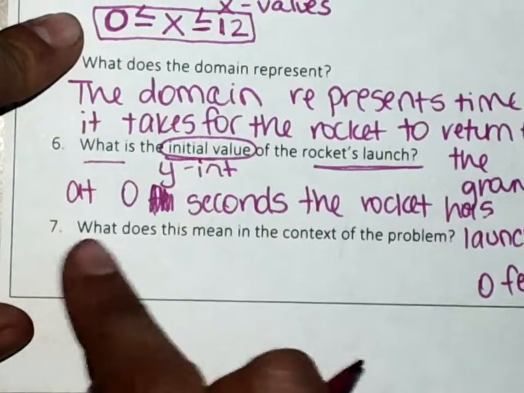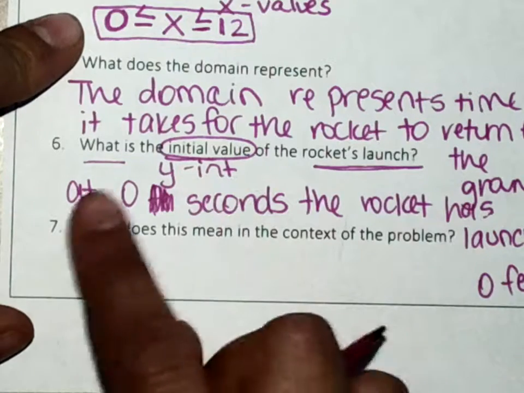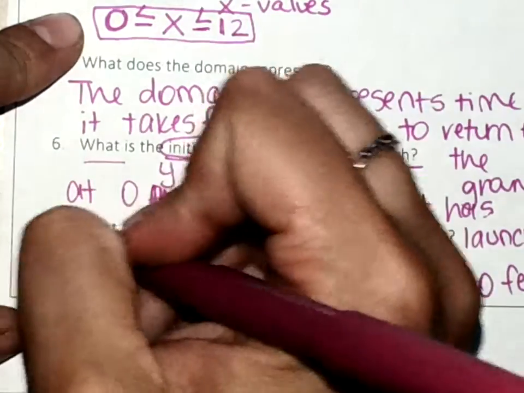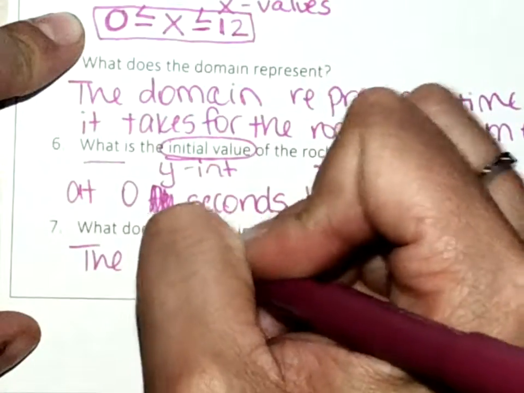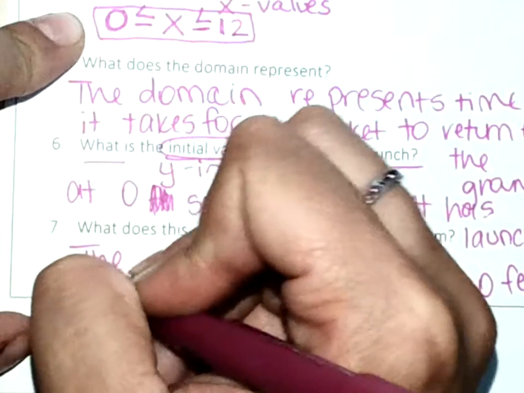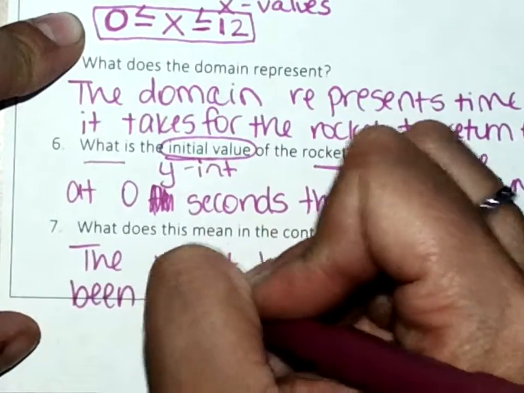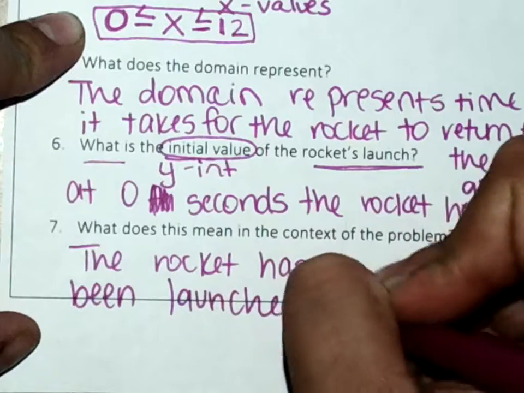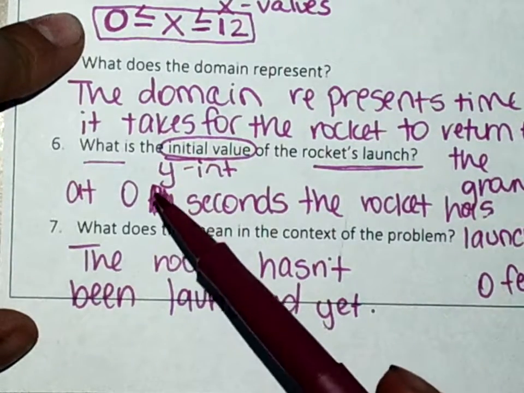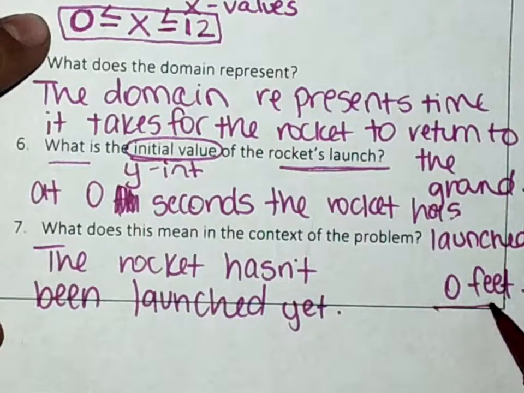Number 7 asks, what does this mean in the context of the problem? It means that the rocket hasn't been launched yet. At 0 seconds, our rocket hasn't been launched, which is why it is at 0 feet.